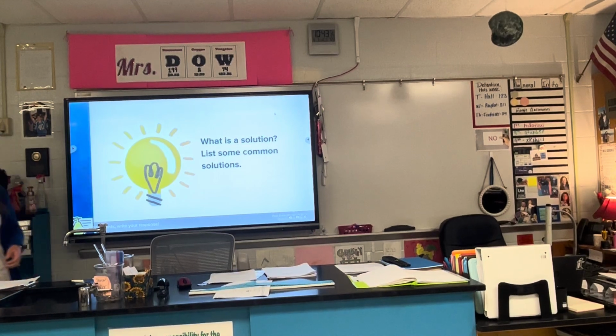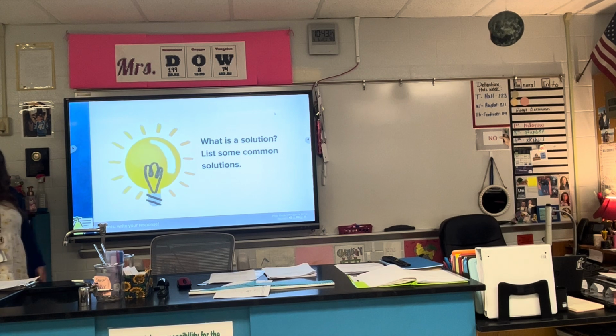So what do you all think a solution is? A mixture of liquid. Alright, it could be liquid, yeah. Mixture of like elements. Mixture of stuff, yes. And everything's made of elements, right? So yeah, mixtures of elements or matter, mixtures of matter. What are some examples that you all might think of?